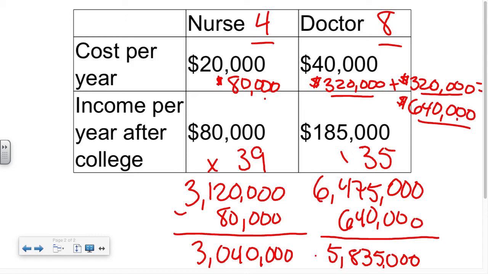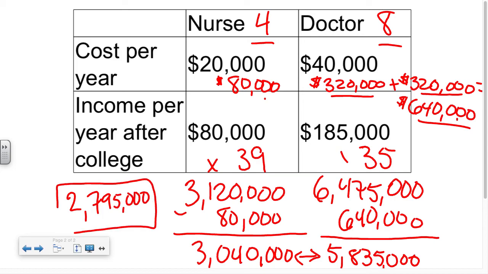Now I want to look at the difference between these two numbers. If I become a medical doctor, if you subtract the nursing salary from what I can make as a doctor, I will end up making $2,795,000 more as a doctor than as a nurse.